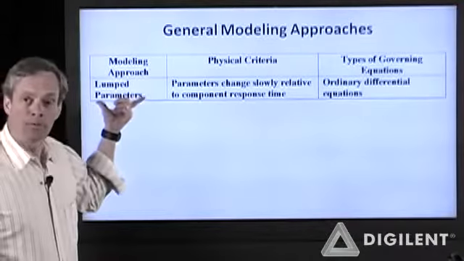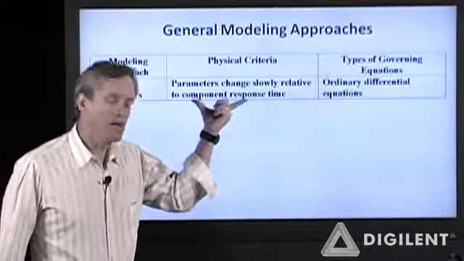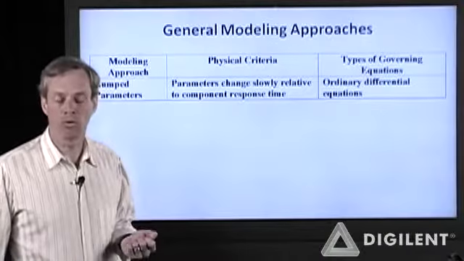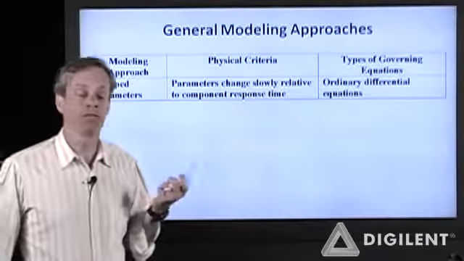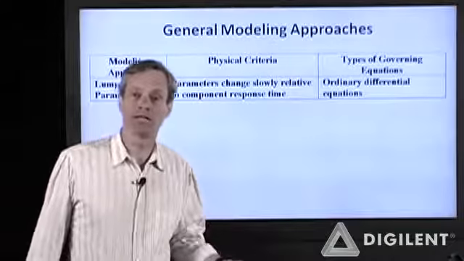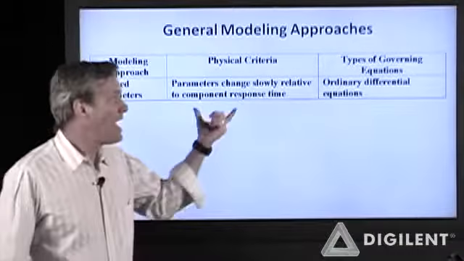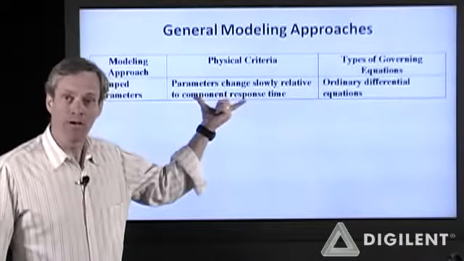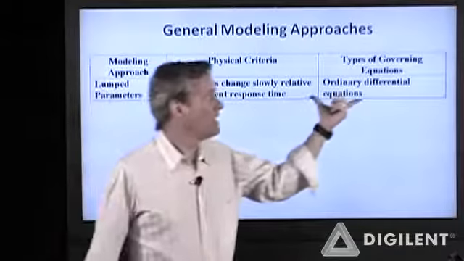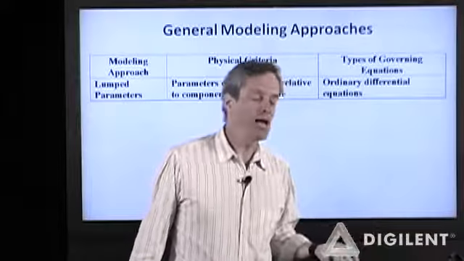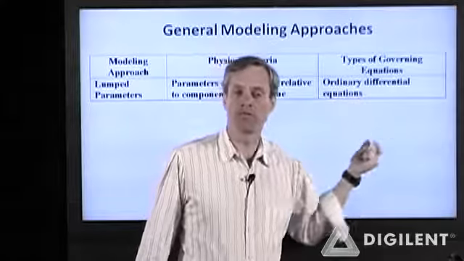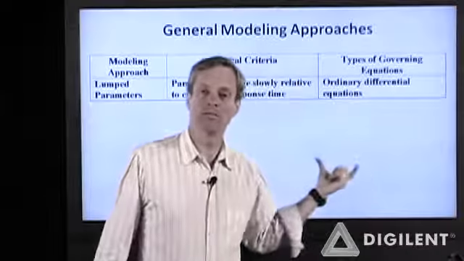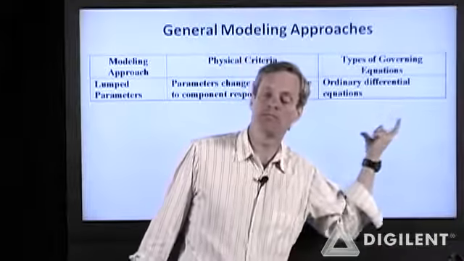A lumped parameters model is appropriate if system parameters change slowly relative to the component response time. The component, whatever it is, be it electrical, mechanical, thermal, fluidic, has a lot of time to respond to whatever is happening. If you have that condition met, in general, the type of model you will end up with consists of ordinary differential equations. Now, they can be algebraic, but for the most part, I will be emphasizing time-varying stuff, which implies differential equations.